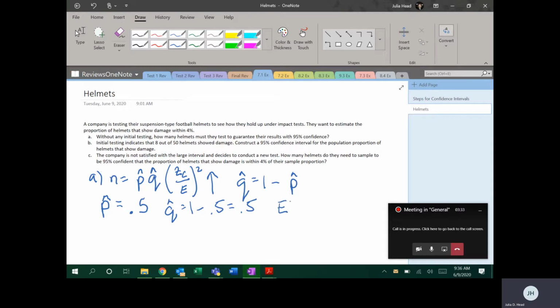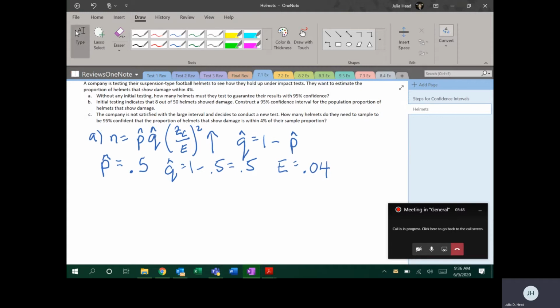And then E, the margin of error, it says they want to estimate the damage of the helmets within 4%. So the margin of error is 0.04. Make sure you change it to a decimal. And that just leaves me the critical value. Now, for every critical value in Chapter 7, you'll draw a picture.